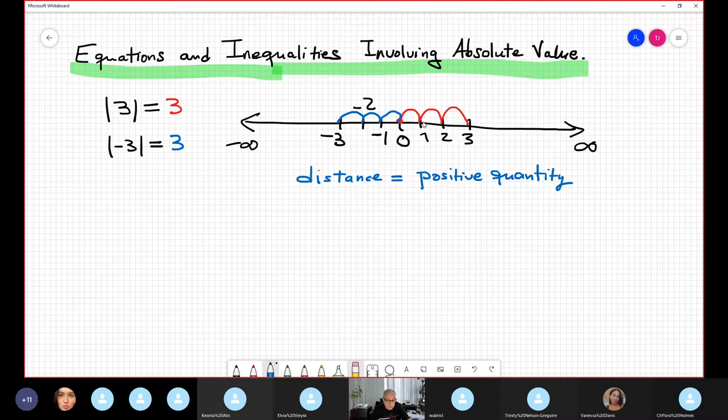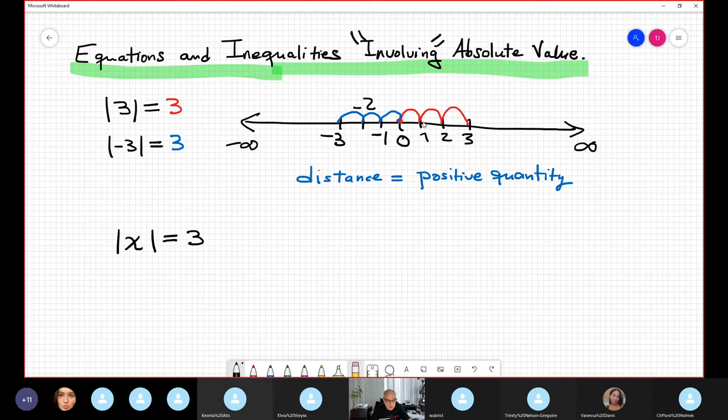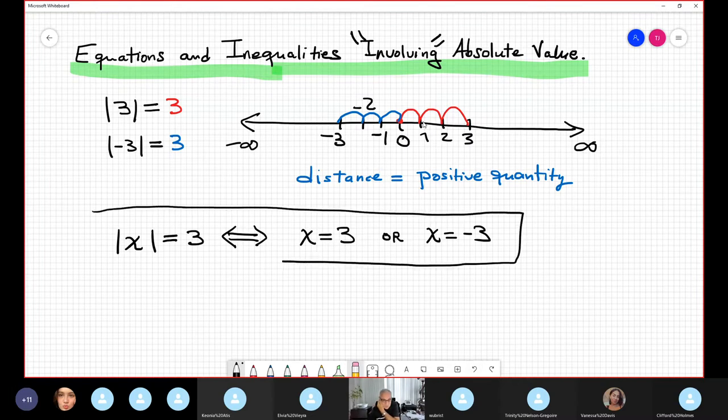Okay? Now, suppose we have an equation that involves absolute value. Suppose the most elementary equation: absolute value of x is equal to 3. I copy the same number to take advantage of this. So basically, this is equivalent to one equation that is x equal to 3, or x equal to minus 3. So we have two solutions. The thing I want to emphasize is that this is the rule that we are using to solve any equation that contains absolute value.